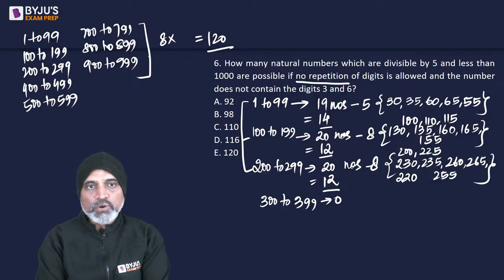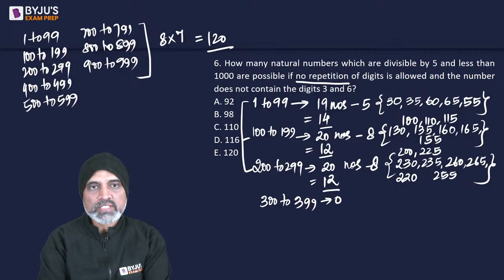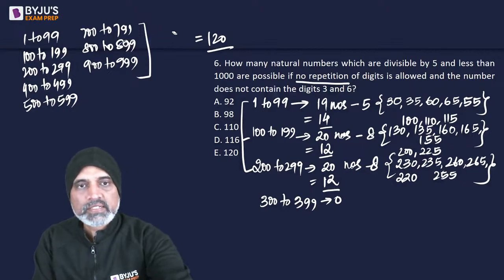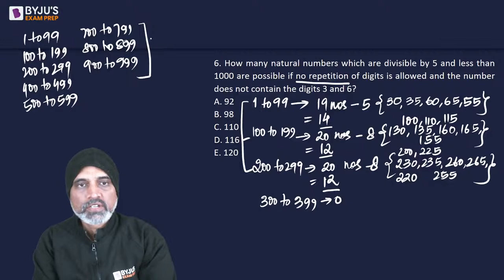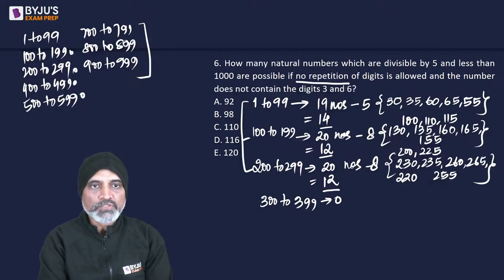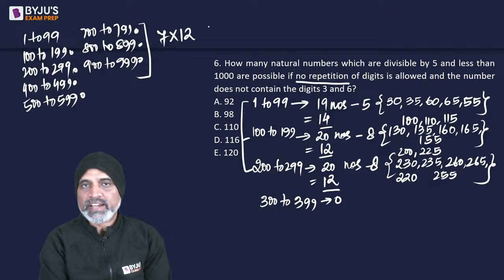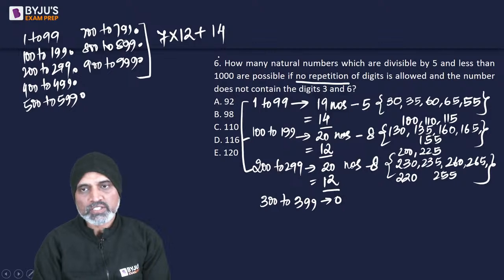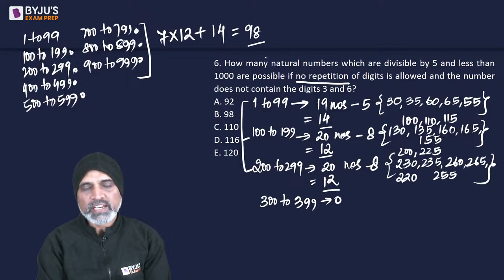So there are going to be 4, 5, 6, 7. So 7 times. So we have got 1, 2, 3, 4, 5, 6, 7. 7 cases are there where each one will end in 12, and there is going to be one case that will have 14 such numbers. So this is going to be 84 plus 14, which is going to end in 98.